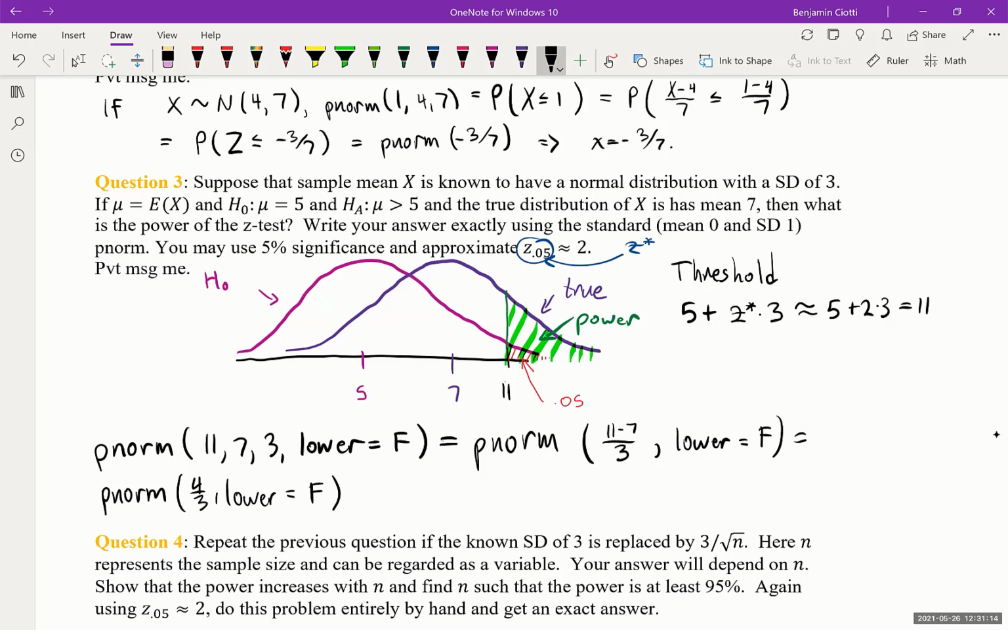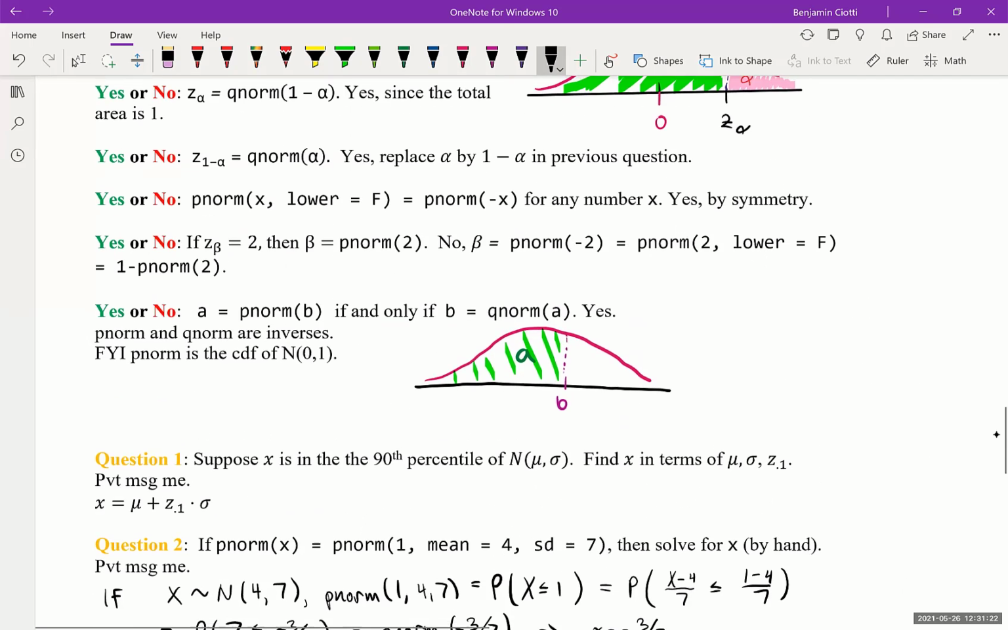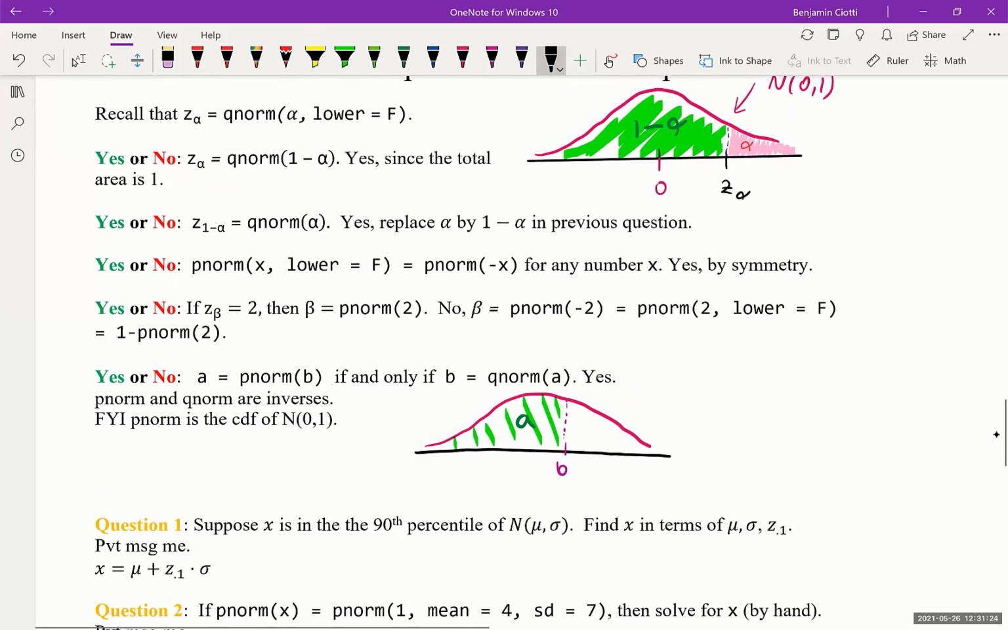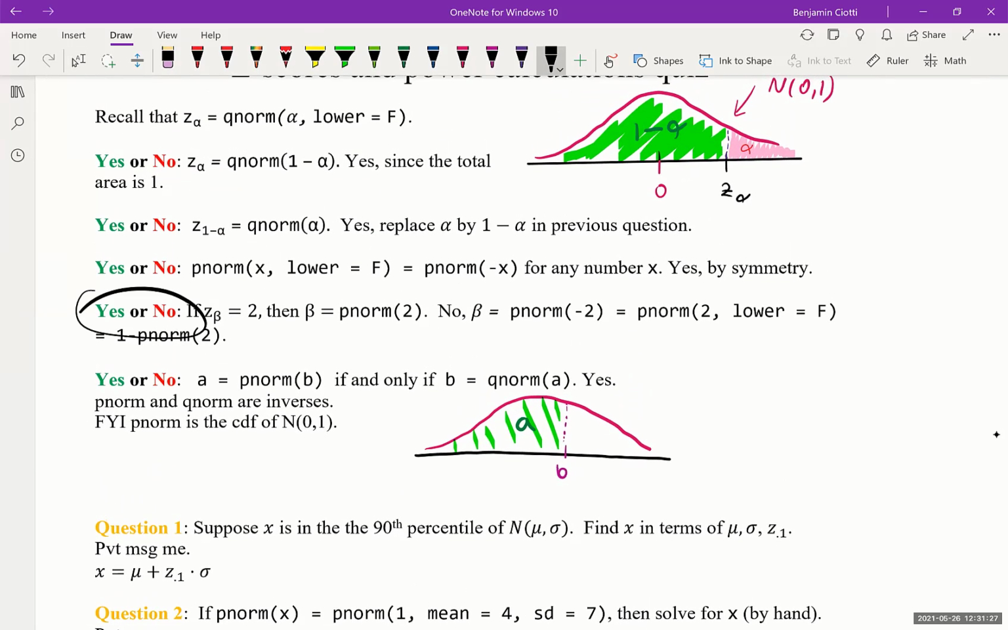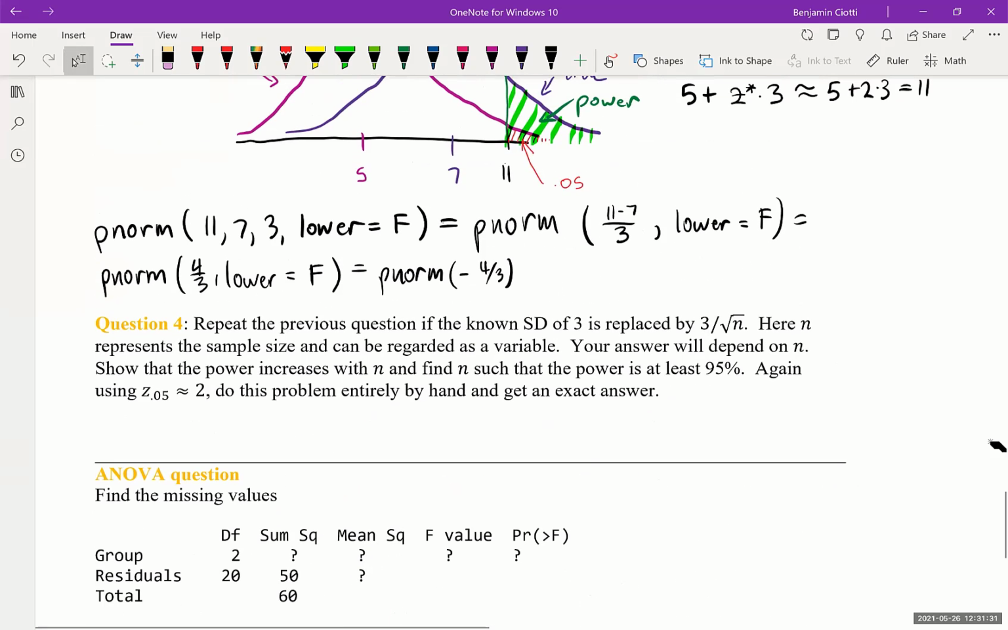I could also write it as P norm of negative 4/3. It's kind of like this one right here. So I could write it as negative 4/3, or I could write it as 1 minus P norm of 4/3. So all 3 of those answers are fine. Any questions on this one?